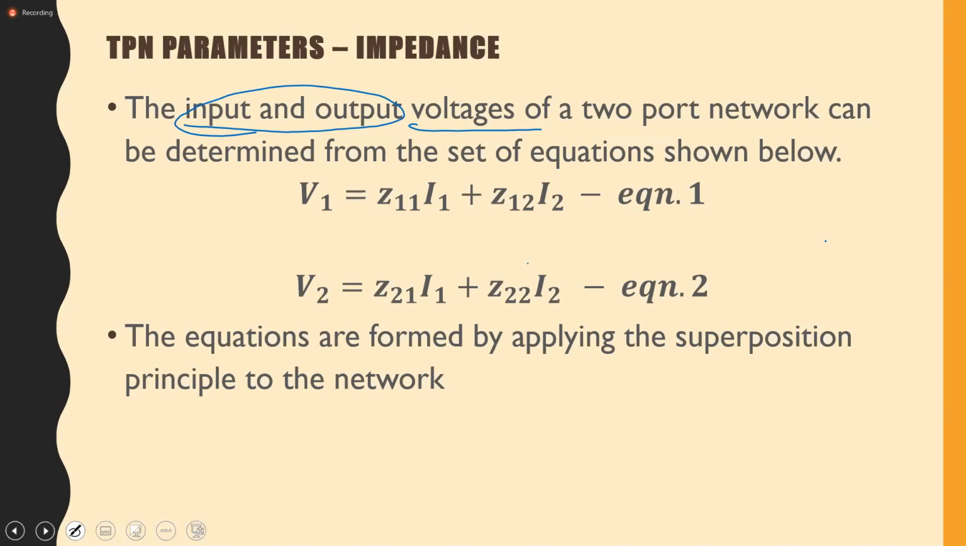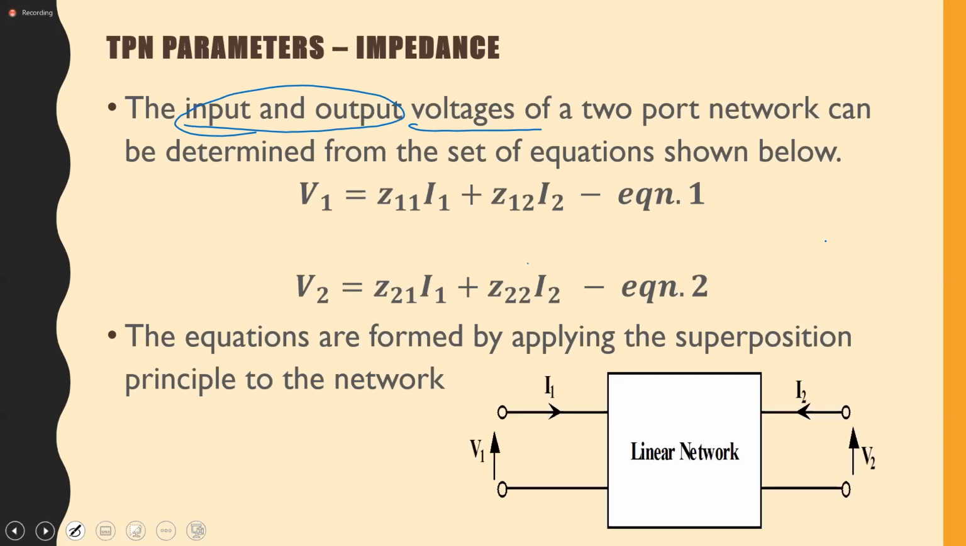So V2 equals Z21 I1 plus Z22 I2. And again, we use the superposition theorem. And it's the same network as we had before. All right, we have V1 and V2, we have I1 and I2. Again, the upper terminals are assumed to be at the higher potential, and the currents go into the network at the upper terminals. So these are your equations for your impedance parameters.